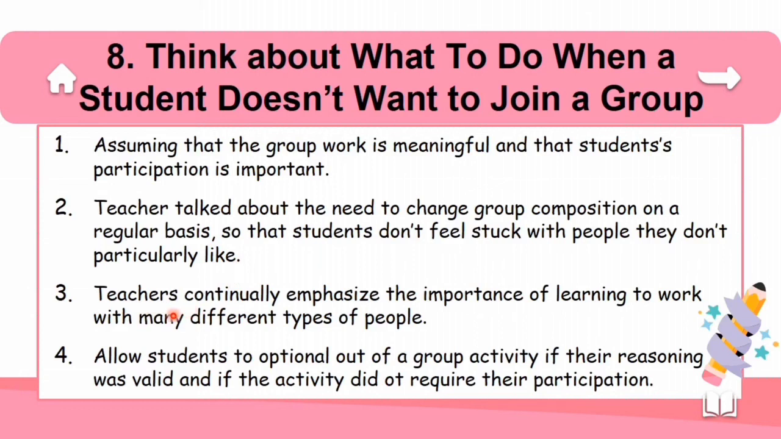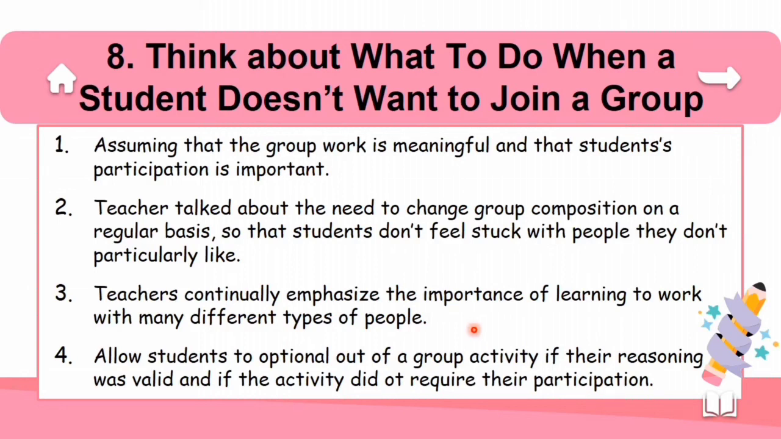Next, the teachers continually emphasize the importance of learning to work with many different types of people. Why is this very important? As you know, when we are in a group, we will be grouped with other people. Sometimes maybe we don't even know who is our friend. So they may come from different types of people.